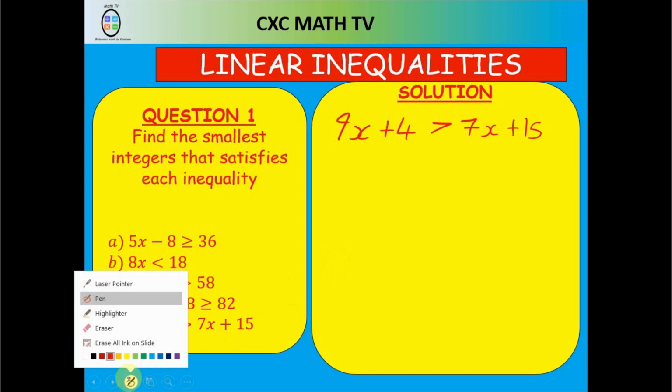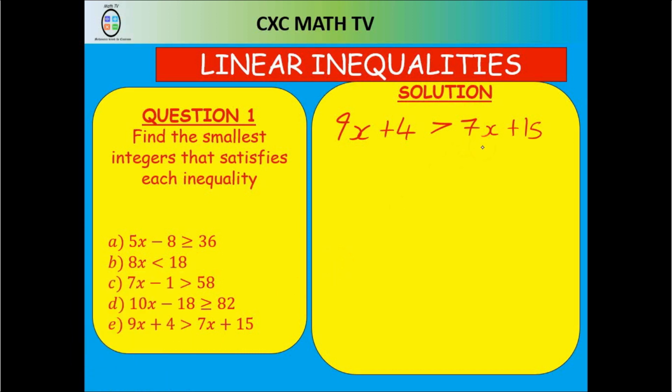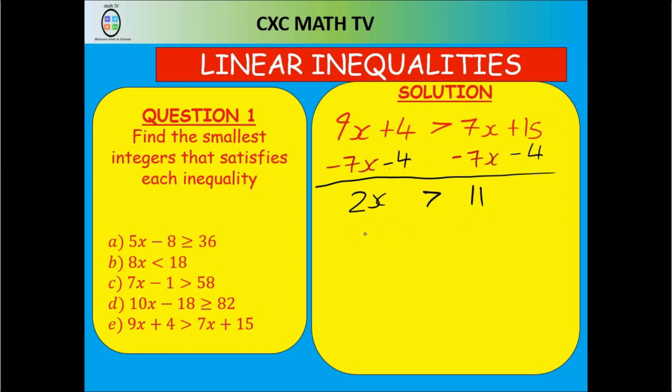So the first thing is we need to make x on one side and the numbers on the other. So we can subtract 7x first from both sides. And while we subtract 7x, we also need to subtract 4. And by doing that now, 9x minus 7x leaves 2x. 4 minus 4 is gone, and 15 minus 4 is 11. So we get 2x is greater than 11.